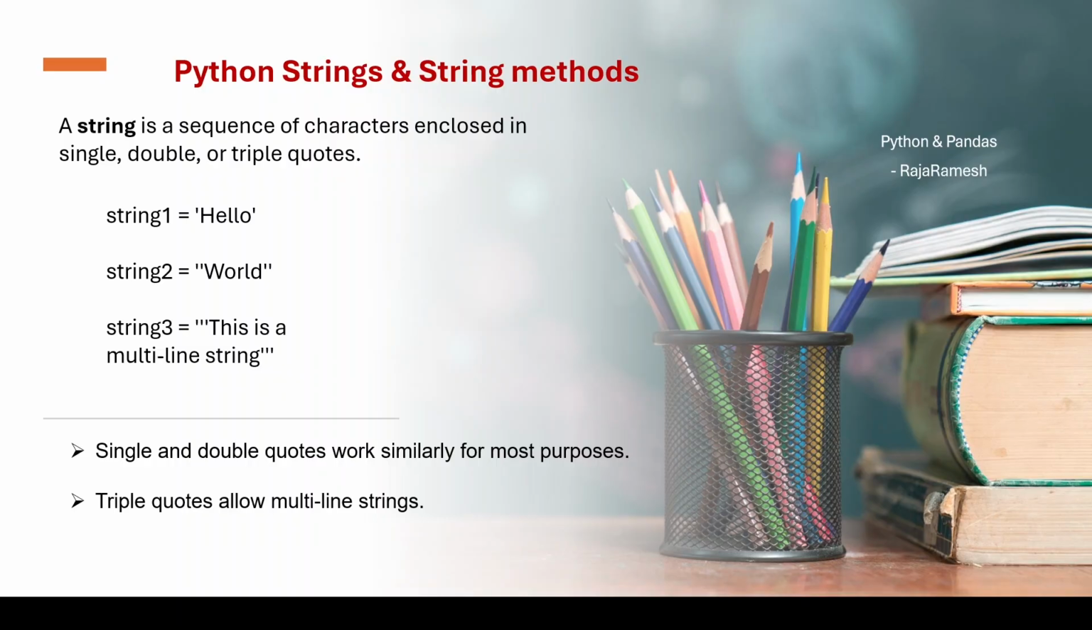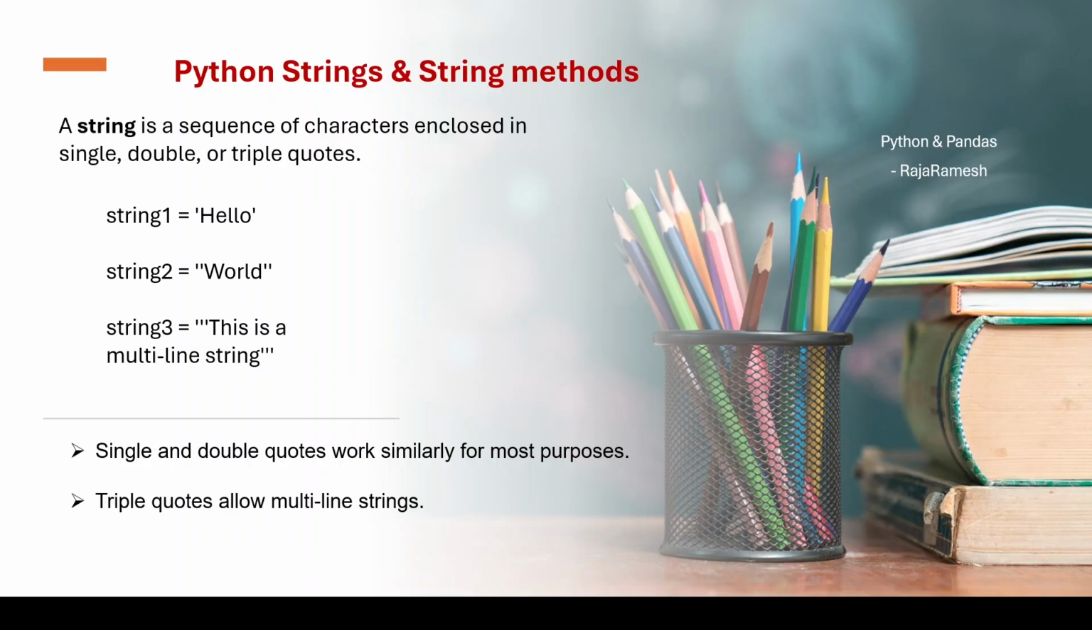A string is a sequence of characters that are enclosed either in single quotes, double quotes, or triple quotes in Python. If you see on the screen, we have created three strings: string 1 equal to hello, which is given in single quotes, and string 2 which is given in double quotes, and we also have a third string, string 3. In that we have a value which is spread across multiple lines. Here 2 lines means it is a multi-line string, hence we need to give that in triple quotes.